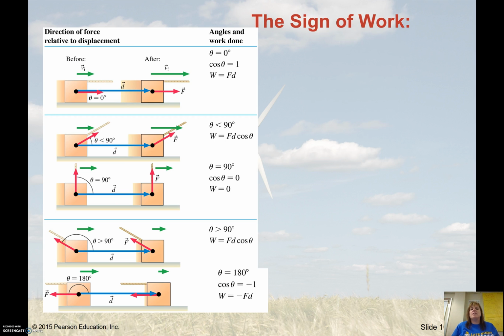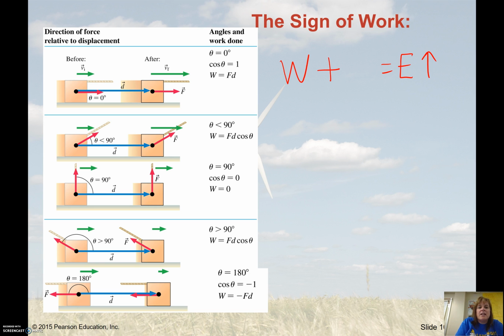So let's take a look at the sign of work. It has to do with the direction, the angle of the force to the angle of the displacement. So here I'm pushing a box, and the force I'm applying, that's the red arrow, is in the same direction as the displacement, which is that blue arrow. So they're in the same direction, which means this would be a positive value for work. When work is positive, that means that energy will increase.